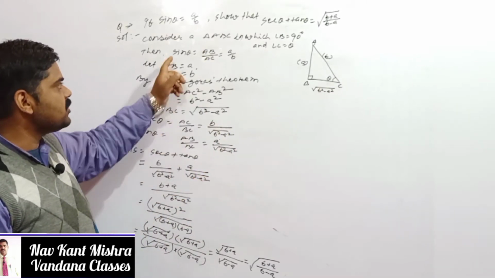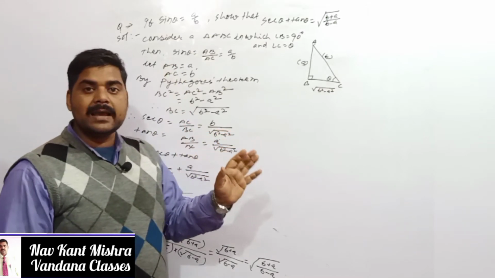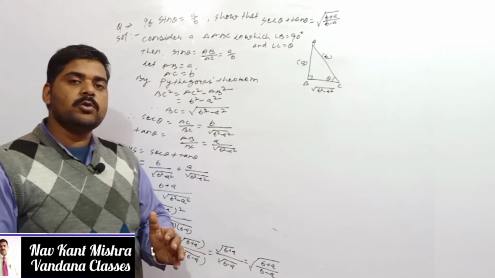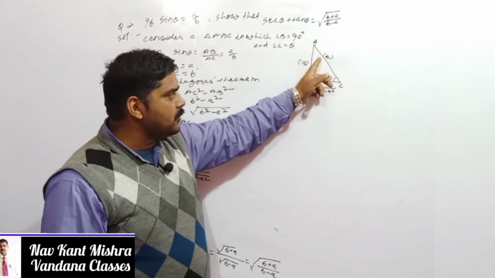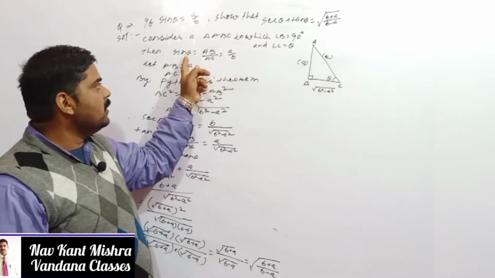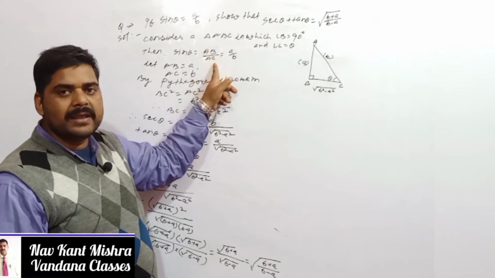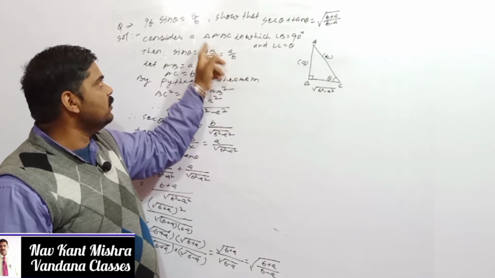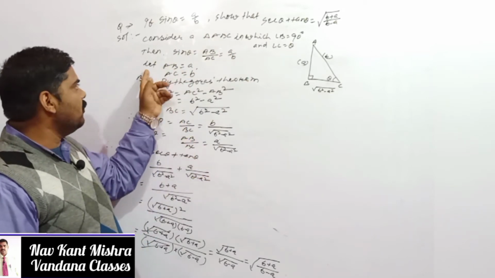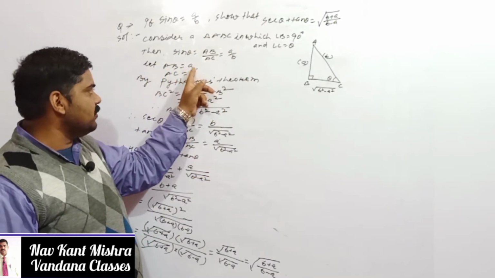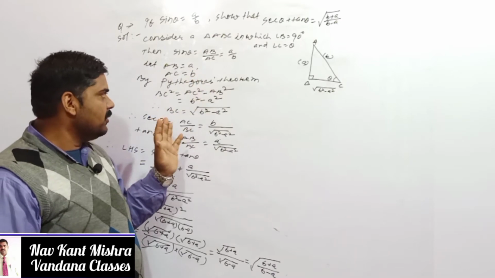In this question sin theta is equal to, you know that, perpendicular upon hypotenuse. Perpendicular in this figure is AB and hypotenuse is AC, so sin theta is equal to AB upon AC, which is equal to, according to question, A upon B, and this is why we have just considered AB is equal to A and AC is equal to B.